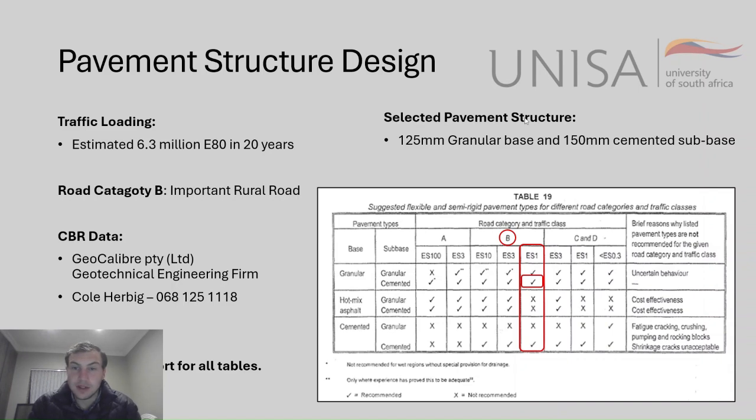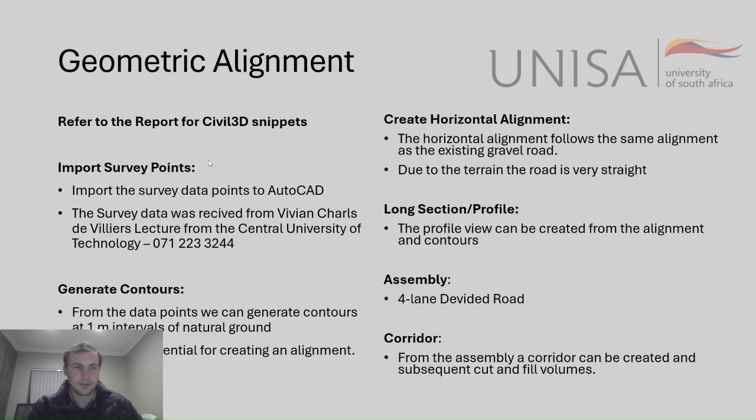The selected pavement structure is 125 millimeters granular base and 150 cemented sub base. You can see my designation here: Category B road, ES1. It is for the E80s there, and we go for granular cemented. Like I said, all the other tables and the way I've chosen it are in the report, so please refer back to it. This is just table 19 as a quick summary.